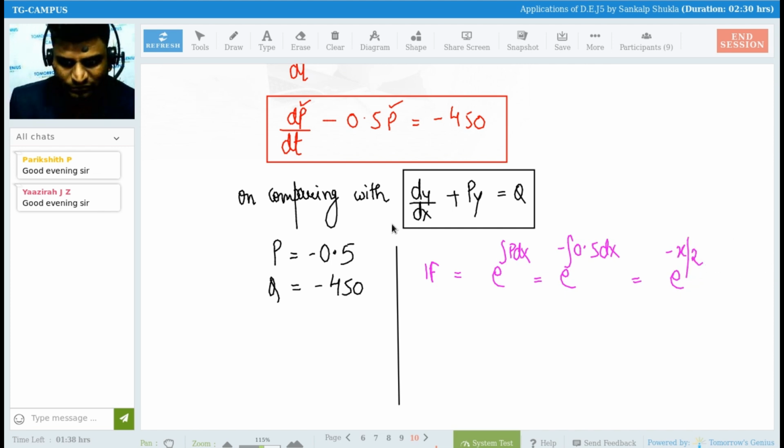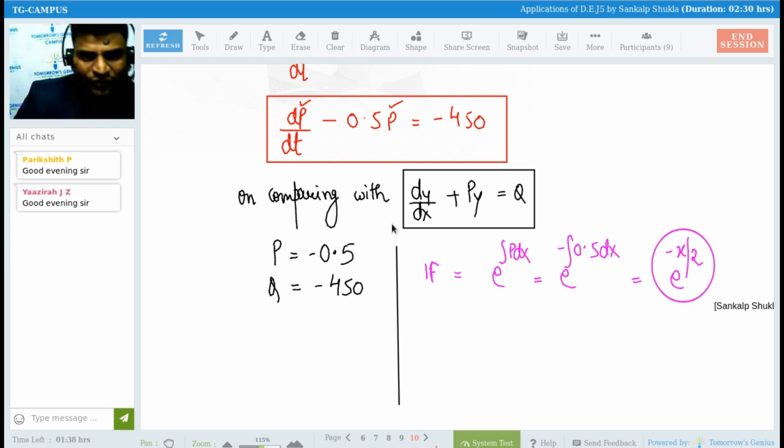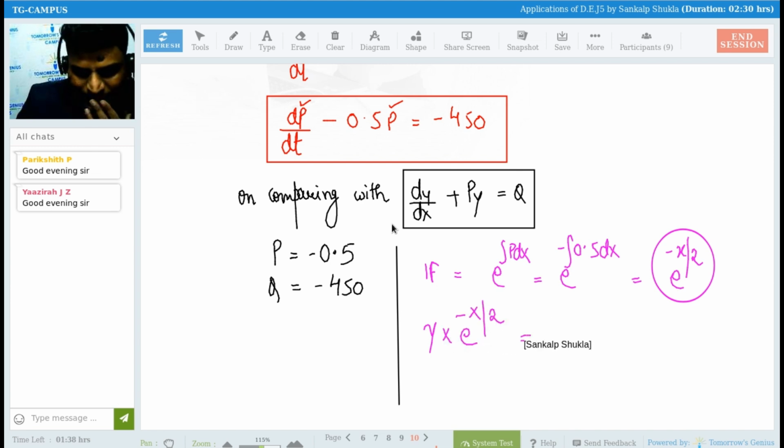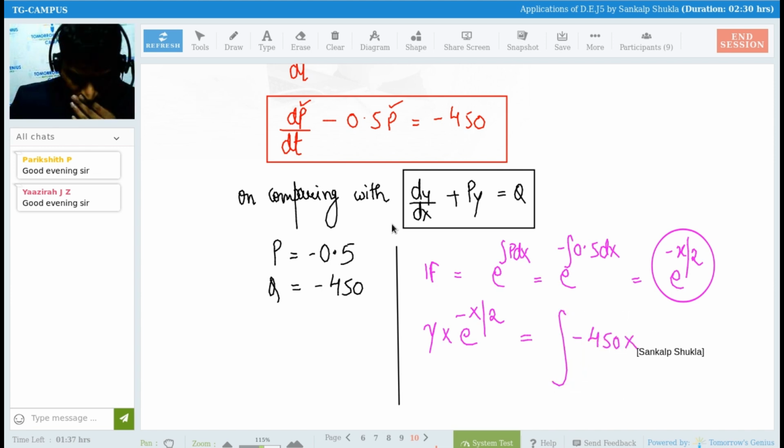Got it? How? Because 0.5 is 1 by 2. 1 by 2 is a constant, it will be moved out, and integration of dx is x. So x into 1 by 2 is x by 2, and there is one minus sign. So this is supposed to be the integrating factor. Now y into IF, so y into e raised to the power minus x by 2 is equal to the integration of Q, which is minus 450 into e raised to the power minus x by 2 dx, plus c. Plus c we can write in the last.